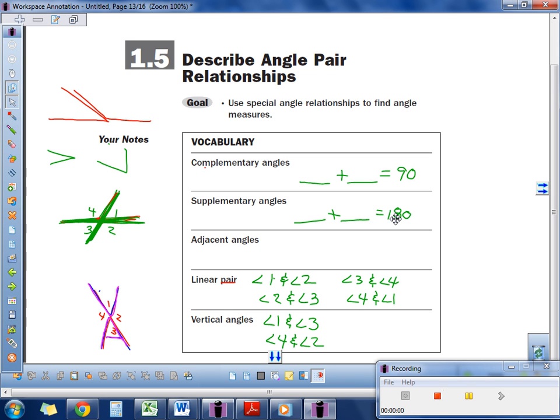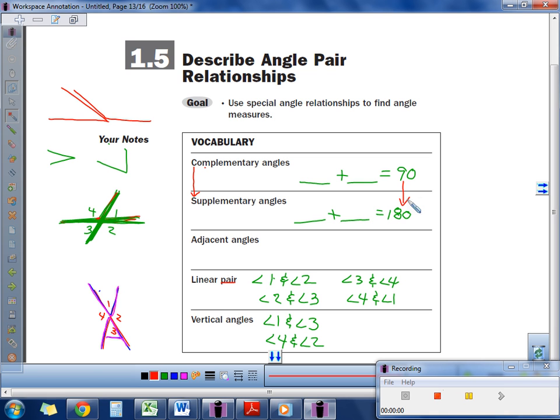One quick way to remember this is in the alphabet, C comes before S. And when we're counting in numbers, 90 comes before 180. So C comes before S, 90 comes before 180. You should be able to match them up.